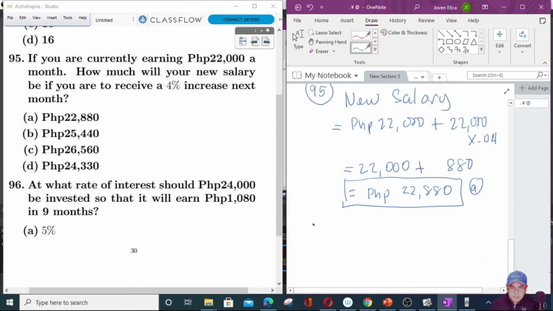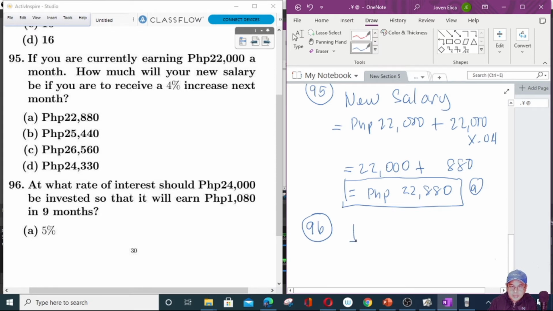Question number 96. At what rate of interest should 24,000 be invested so that it will earn 1,080 in 9 months? So this is just a simple interest problem.